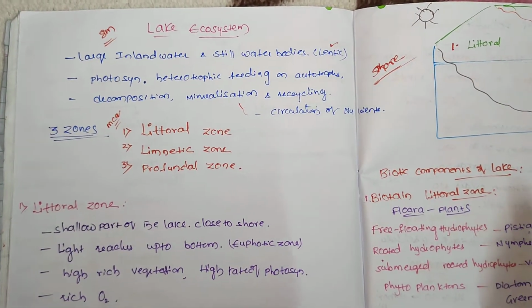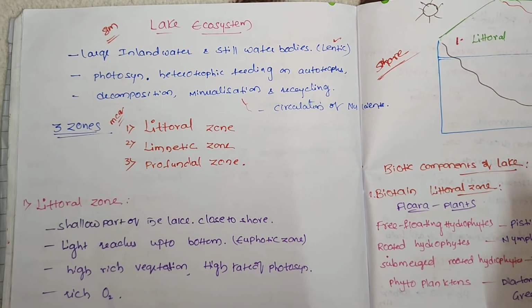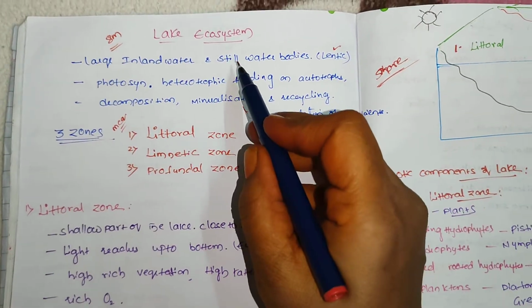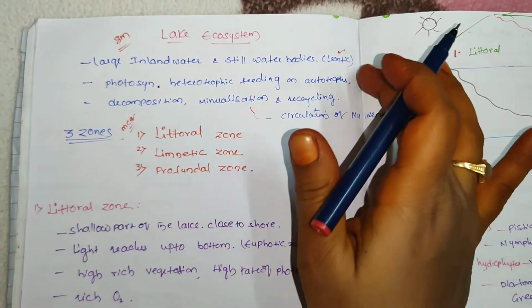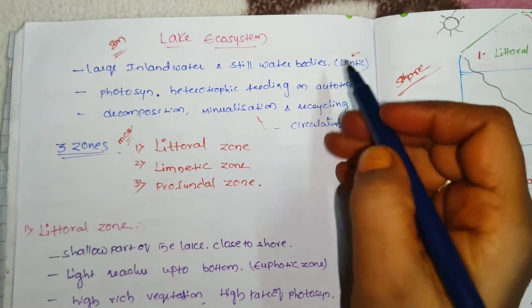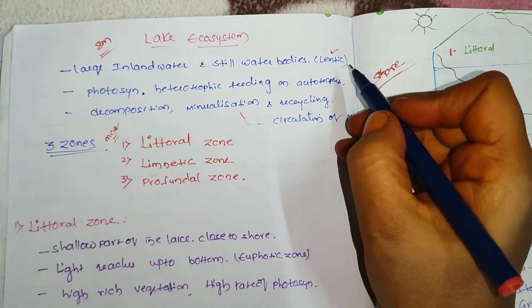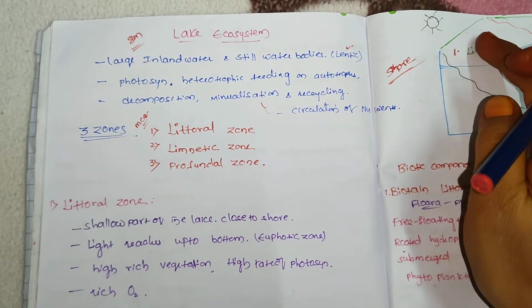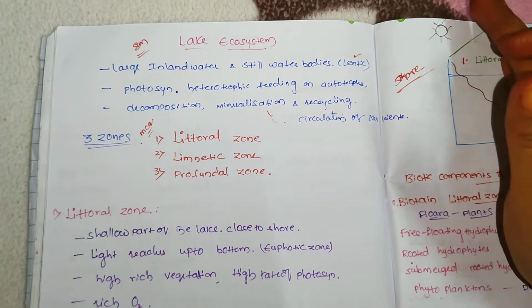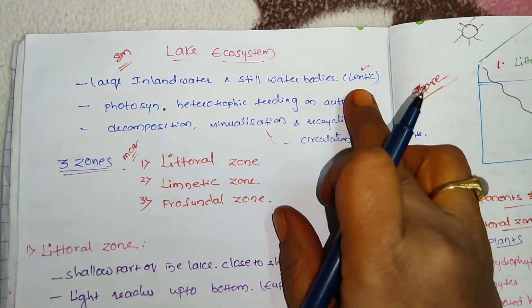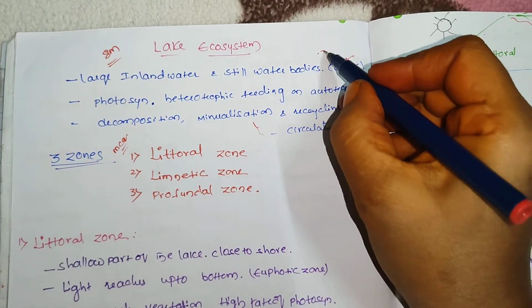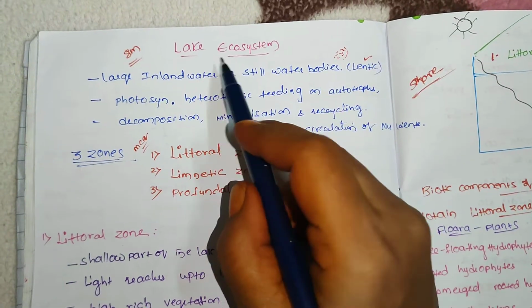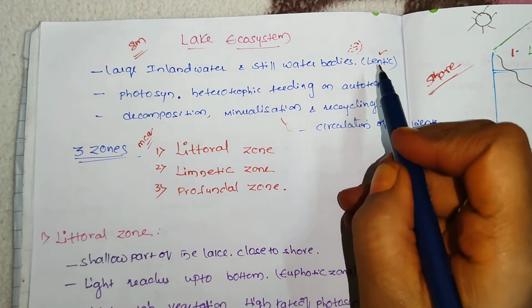The lake ecosystem is the best example of the aquatic ecosystem. Here the lake is deeper than a pond and it is a still water body, meaning there is no movement of water. That is why it is called lentic. One more type is lotic, where the water bodies are moving, for example rivers. But lentic means still water bodies, where the water remains at one place, like ponds and reservoirs. So the lake ecosystem comes under still water bodies, that is lentic.